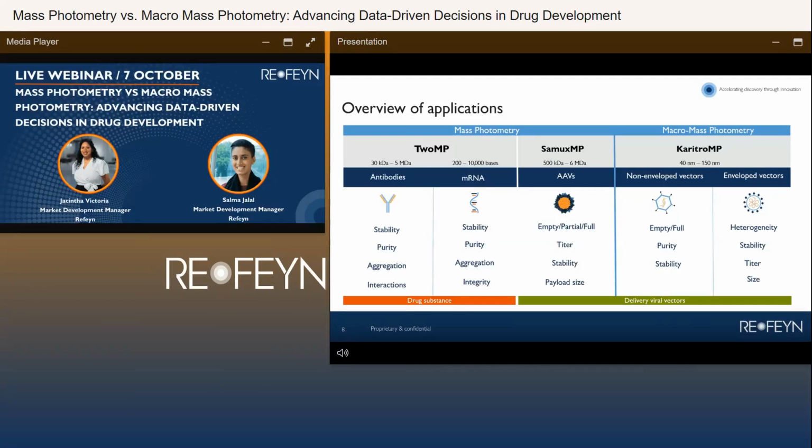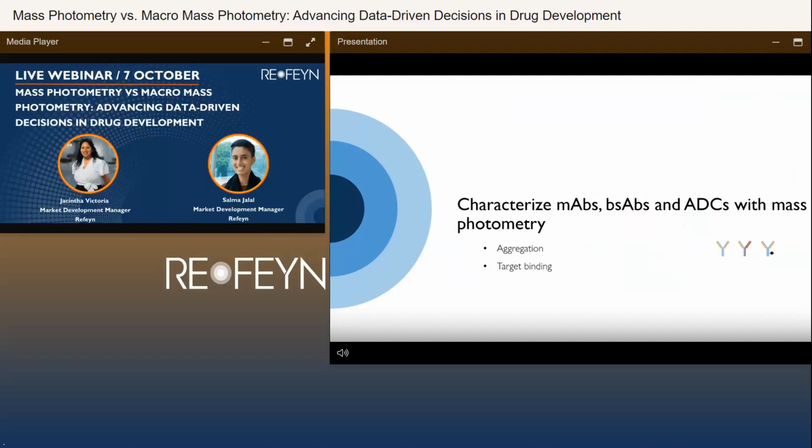And then I'm going to kick us off with an application focus now, looking at how some of our users have used mass photometry for characterizing attributes associated with antibodies, in particular for monoclonals, bispecifics, and ADCs, and how they've used mass photometry for this. So I'm going to be showing a few examples of how you can look at antibody aggregation, as well as looking at target binding stoichiometry as well.